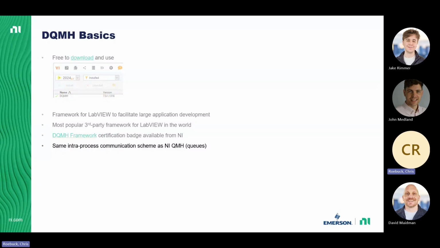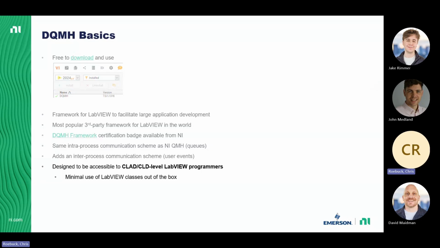Under the hood, it uses the same intra-process communication scheme as the NI-QMH. And when you see it in a minute, you'll agree it's very similar to that queued message handler architecture that I showed you a few minutes ago. It adds an inter-process communication scheme, so modules can communicate with each other. That's part of the functionality added as part of the DQMH changes above and beyond the standard NI-QMH pattern, and it implements that using user events.